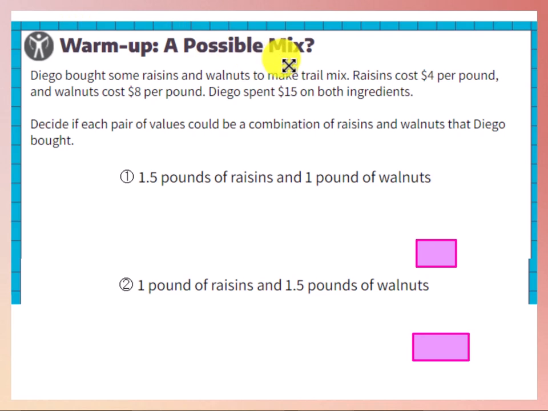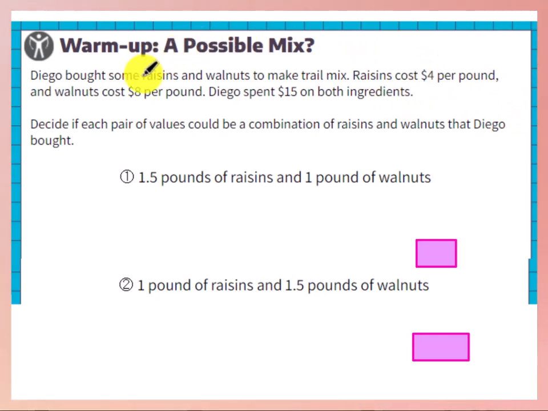All right, we're looking at this problem. We're going to look at this moving forward in this short lesson. First, I'm going to read the problem, and then we're going to highlight what's important and put it together in an equation. Diego bought some raisins and walnuts to make trail mix. Raisins cost $4 per pound, and walnuts cost $8 per pound. Diego spent $15 on both ingredients.